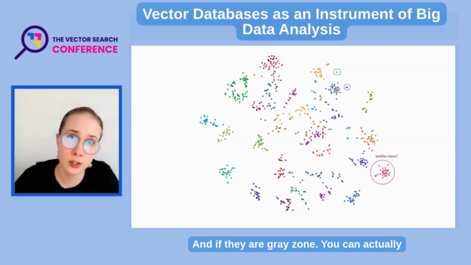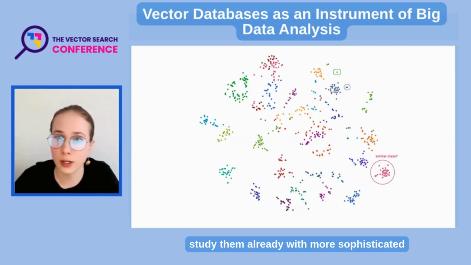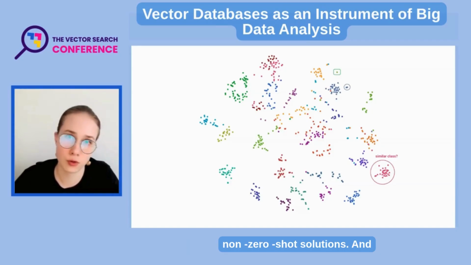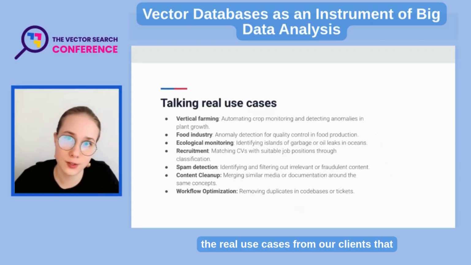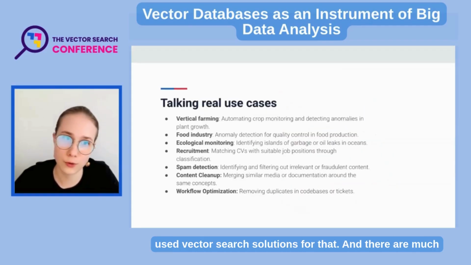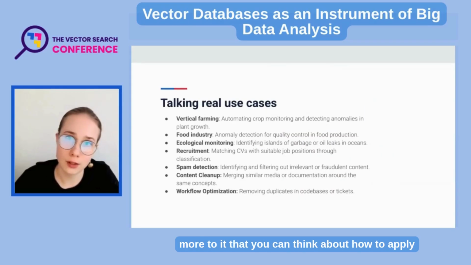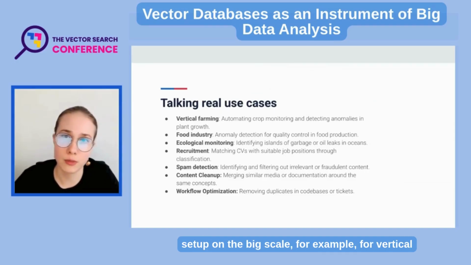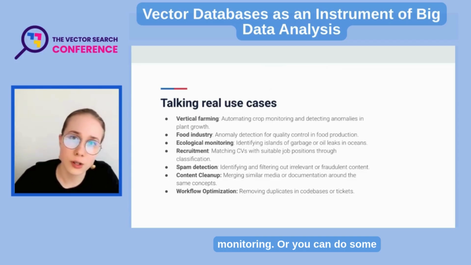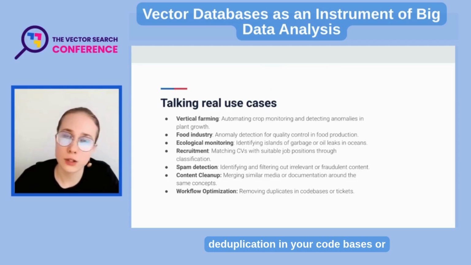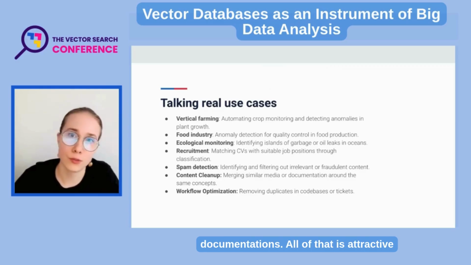And if they are gray zone, you can actually study them already with more sophisticated non-zero-shot solutions. And what's interesting is that all of these three classes that I showed are actually real use cases from our clients that used vector search solutions for that. And there is much more to it that you can think about, of how to apply vector search solutions in a zero-shot setup on a big scale, for example, for vertical farming, in the food industry, for ecological monitoring, or you can do some deduplication in your code bases or documentation.